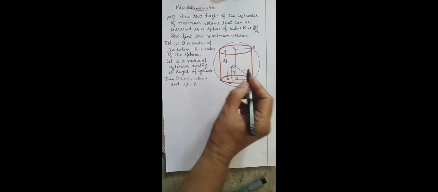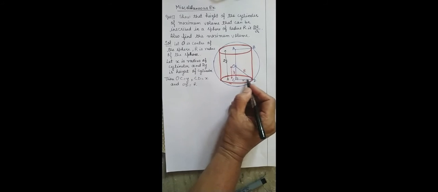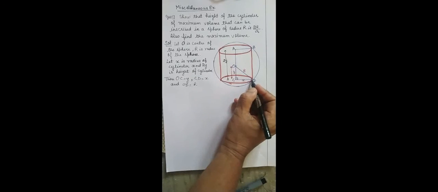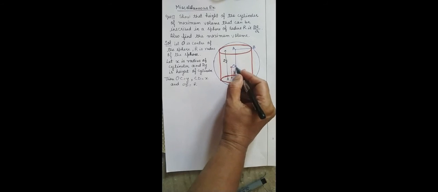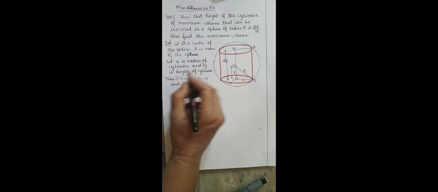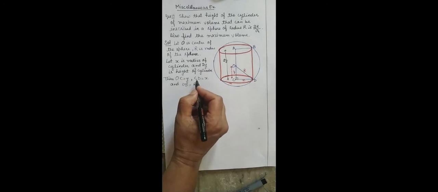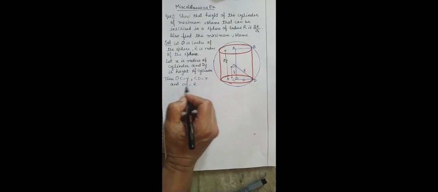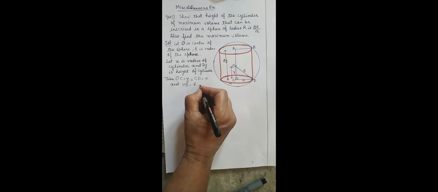Now let me suppose that O is the center of the sphere, R is the radius of the sphere, and x I am taking as the radius of the cylinder, and 2y is the height of the cylinder. Then what will be the length of the line segment OC? It will be y. So OC is equal to y, CD is equal to x, and OD, being the radius of the sphere, will be equal to capital R.